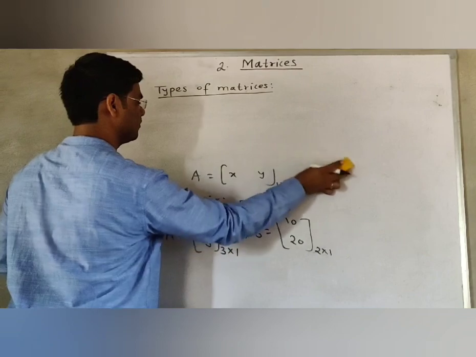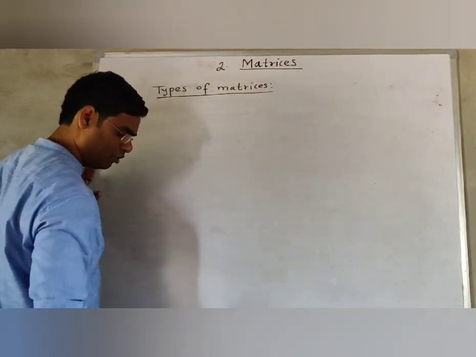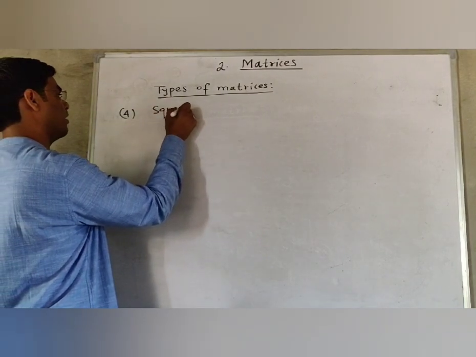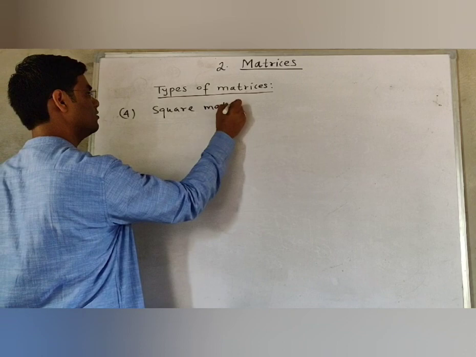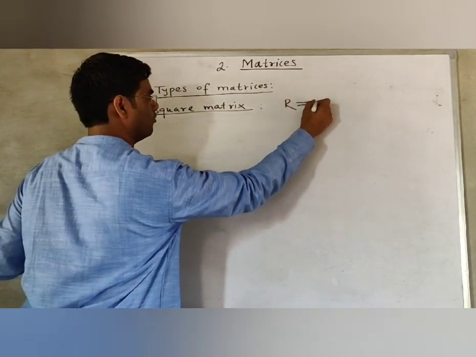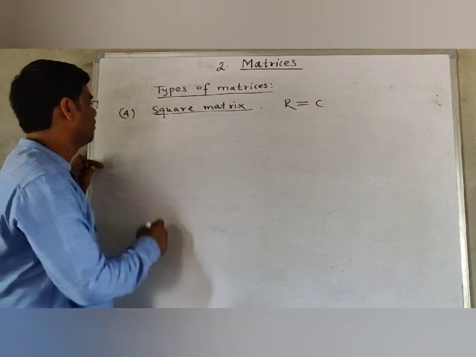Now the next type of matrix is the square matrix. The word square itself indicates it. In geometry, all sides of a square are equal. So a square matrix is a matrix in which the number of rows is always equal to the number of columns.